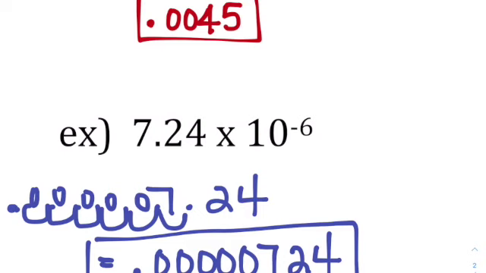So if you count 6 times, you're going to fill in 5 zeros, and those 5 zeros put the decimal on the left-hand side of the zeros. So the answer is 0.00000724. But do you guys notice that with a negative exponent, the number gets smaller? Okay, and let's take a look at the next set of problems.